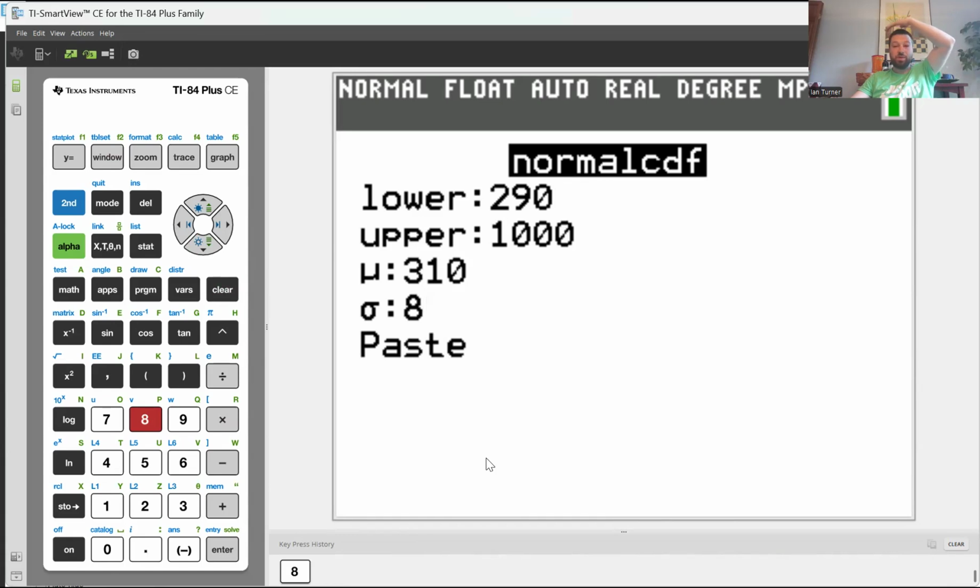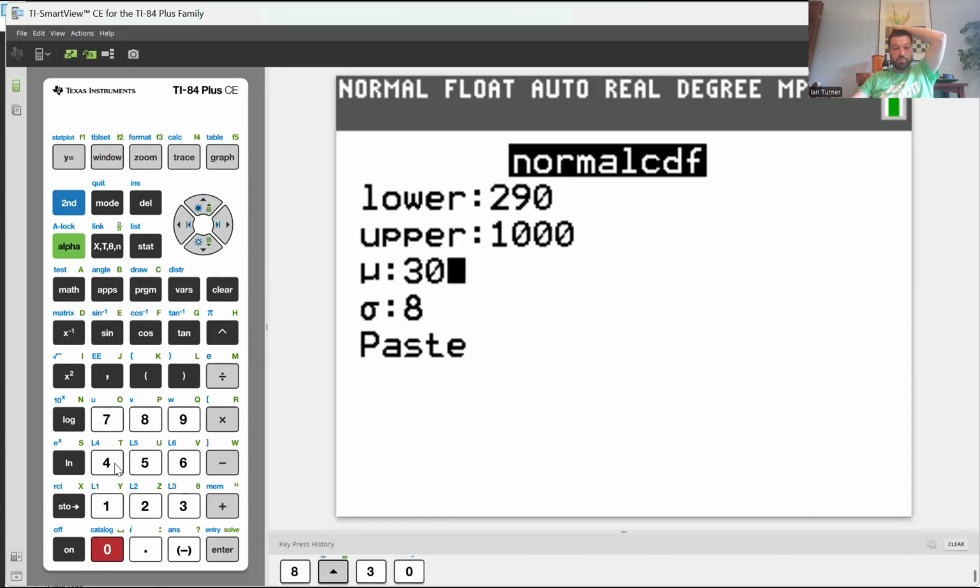We want to find what's the probability he drives more. Was that it? 310? 304. Sorry. The mean was 304. So we're going to put in 304. So his mean was 304. His standard deviation was 8. What's the probability then that the drive is more than 290?